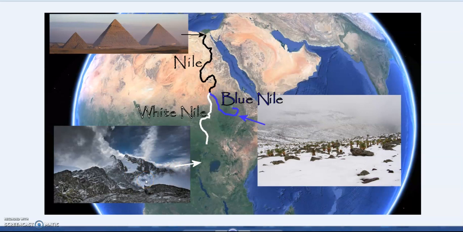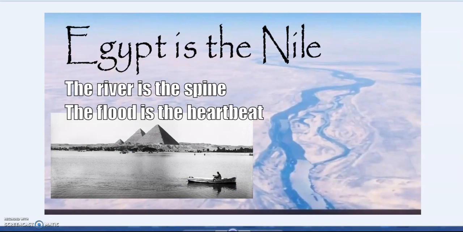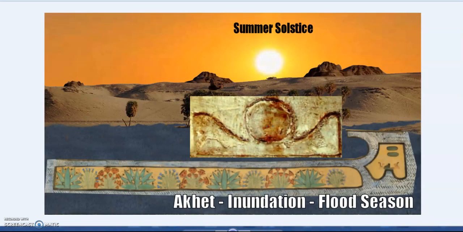And there is rain, and it is a rainforest, and those rains feed into the White Nile, but it's also the melting snow in winter that feeds the White Nile, while the highlands of Ethiopia are also mountains and snow, and that melting snow feeds into the Blue Nile, and they converge together to create the Nile. It is the essence of Egypt. This is what makes Egypt happen. So Egypt is the Nile, the river is its spine, and the flood cycle is the heartbeat of Egypt.